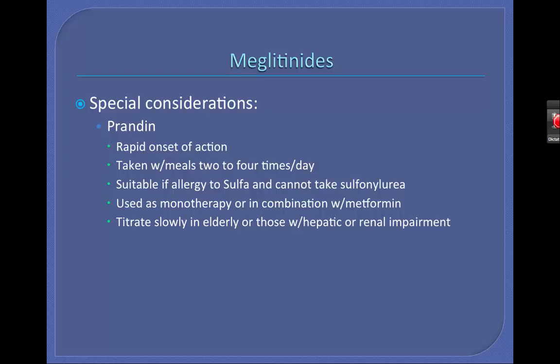Special considerations for Prandin: rapid onset of action, taken with meals 2 to 4 times a day, suitable if there's an allergy to sulfur and the patient cannot take sulfonylureas. This can be used as a monotherapy or in combination with metformin. Titrate slowly in elderly or those with hepatic or renal impairment.